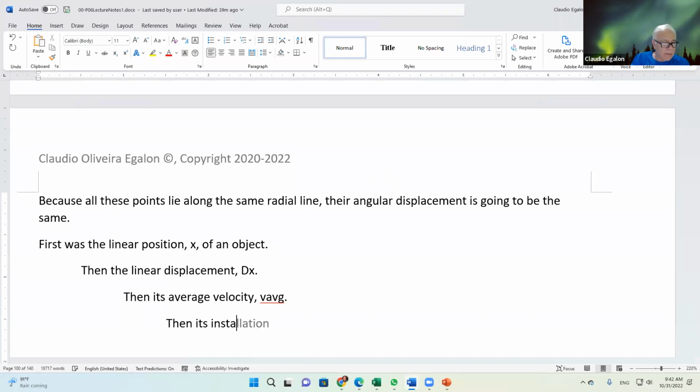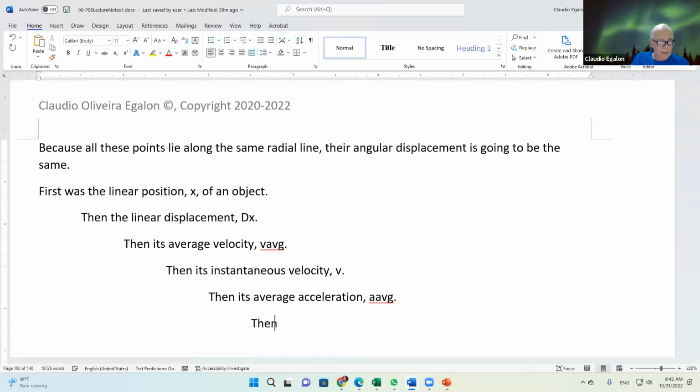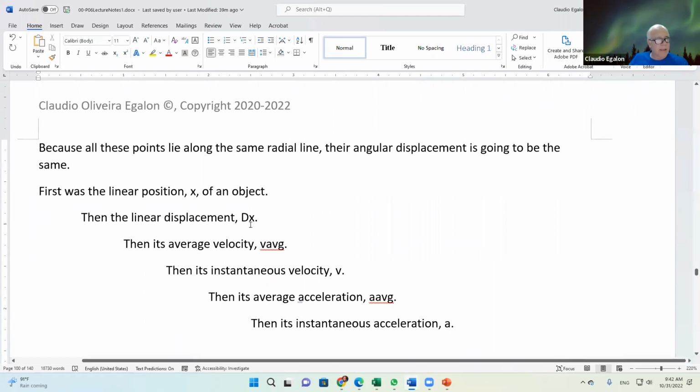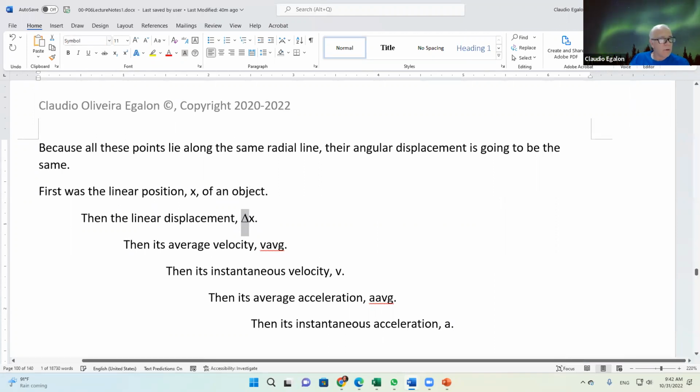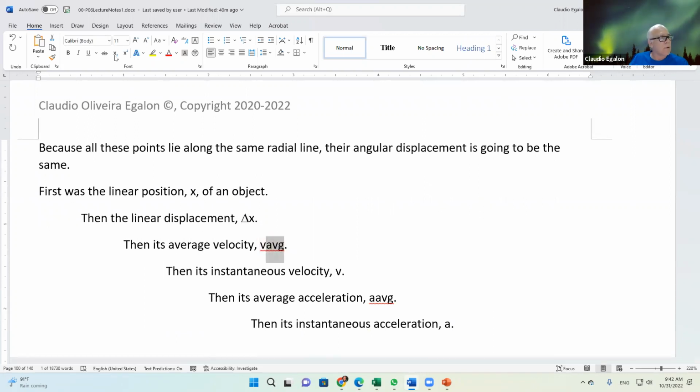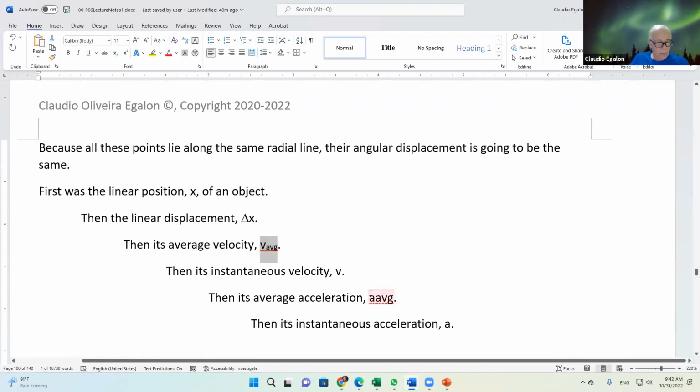Then its instantaneous velocity, V. Then its average acceleration, A average. Then its instantaneous acceleration, A, just A. Now I can start fixing all those symbols. Like that.